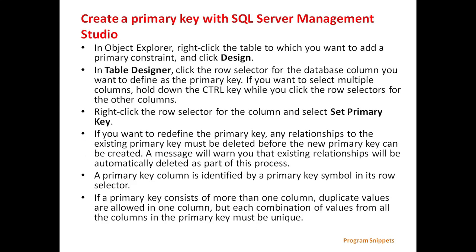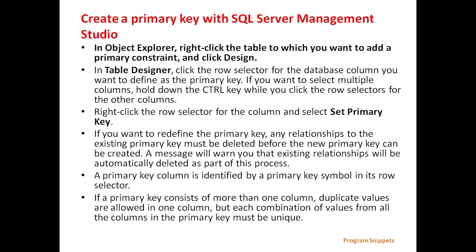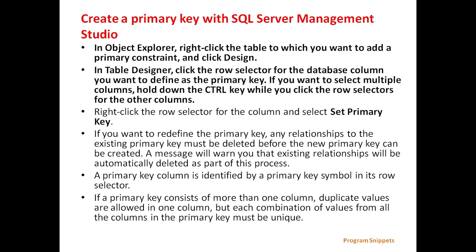We can create a primary key with SQL Server Management Studio also. For this, open the Object Explorer window, then right click the table to which you are going to add a primary key constraint and click Design. In Table Designer, click the row selector for the database column that we are going to define as a primary key, and if you want to select multiple columns, hold Ctrl key while you click the row selector for the other columns. Then right click the row selector for the column and select Set Primary Key.